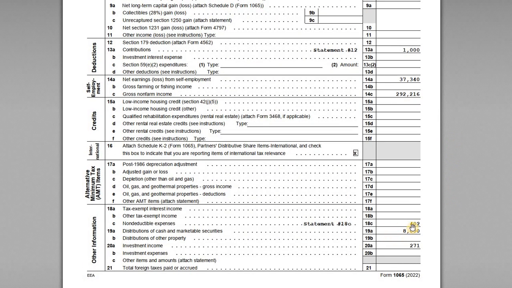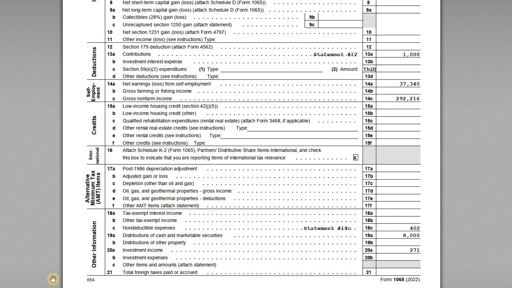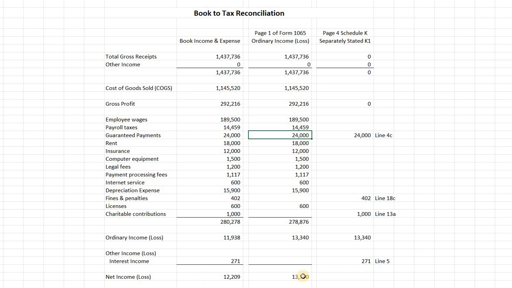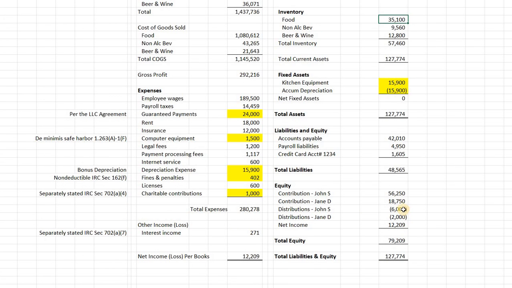And then 18C, that's the non-deductible expenses. That was the fines and the penalties for $402. And then the distributions of cash and other securities, $8,000. Remember, that was the capital draws, $6,000 and $2,000 to the partners, right? And so that $8,000, we can see that on the financial statements, right? So the distributions to John and Jane, there's the $8,000 amount.